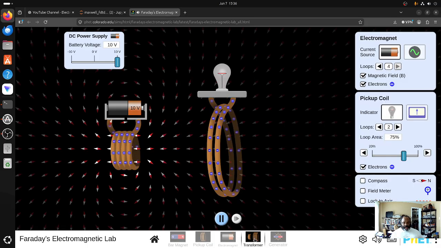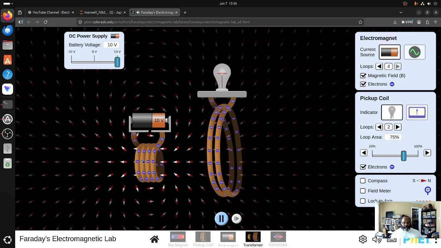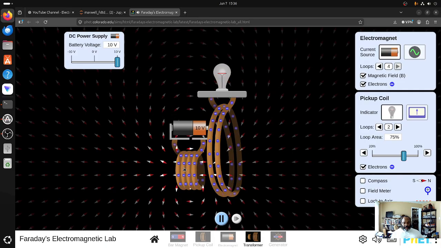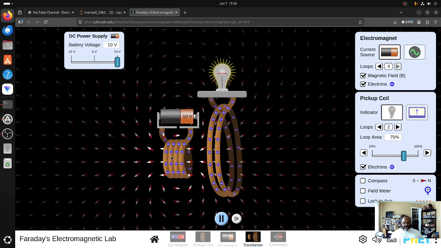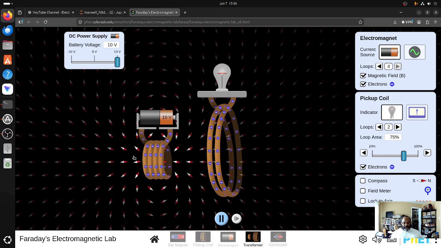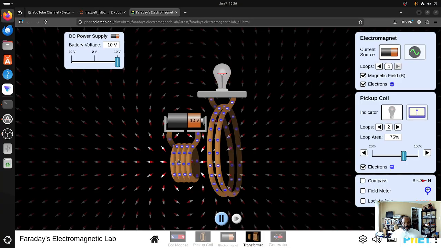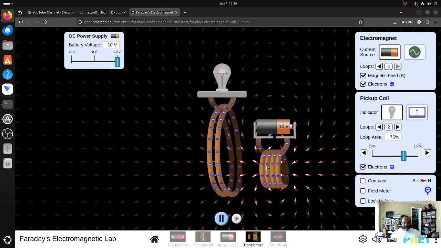Now here are transformers. Transformers are basically made up of two different coils. I have a primary coil which is connected to a power source, and then I have a secondary coil over here which is connected to this load, which is a light bulb. Now if I get some movement between this primary coil and this secondary coil, energy is being transferred from the primary coil to the secondary coil, which is then causing this light bulb to light.